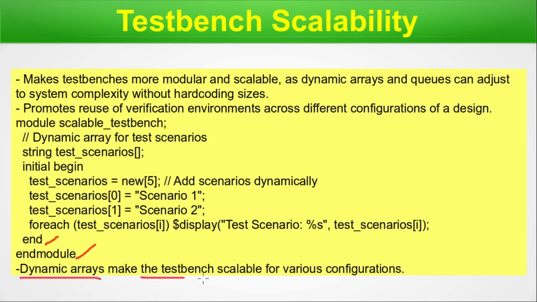Dynamic arrays make the testbench scalable for various configurations. So this is how we are making the testbench scalable for different scenarios, different requirements. And not to mention that all the cases we have discussed throughout today's discussion, we can have permutations and combinations of multiple things. It's not fixed to the examples we are giving and have given before; there could be permutations and combinations as per the need of the verification. This makes the verification environment reusable across multiple design configurations without rewriting the code. We are done here with this particular slide, so let's move on to the next slide.